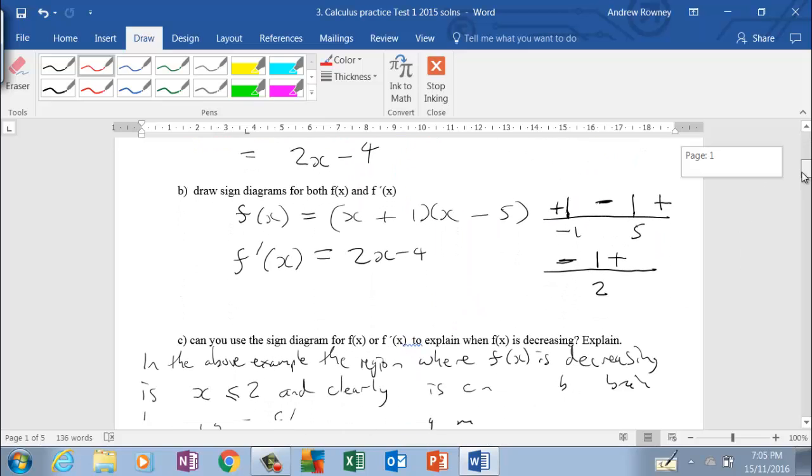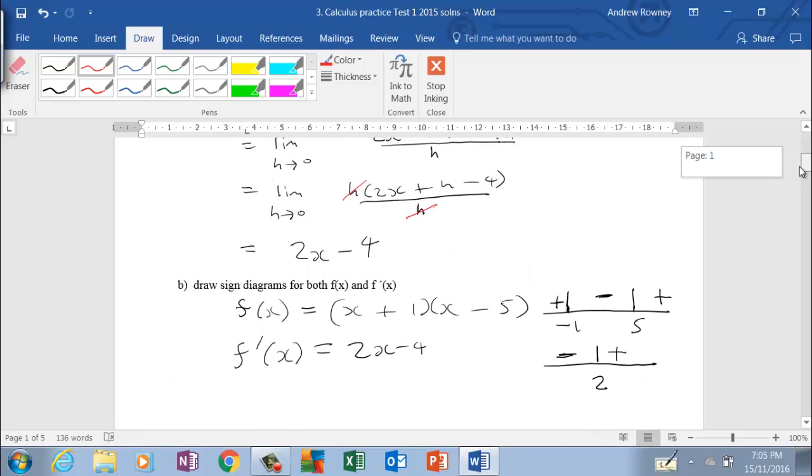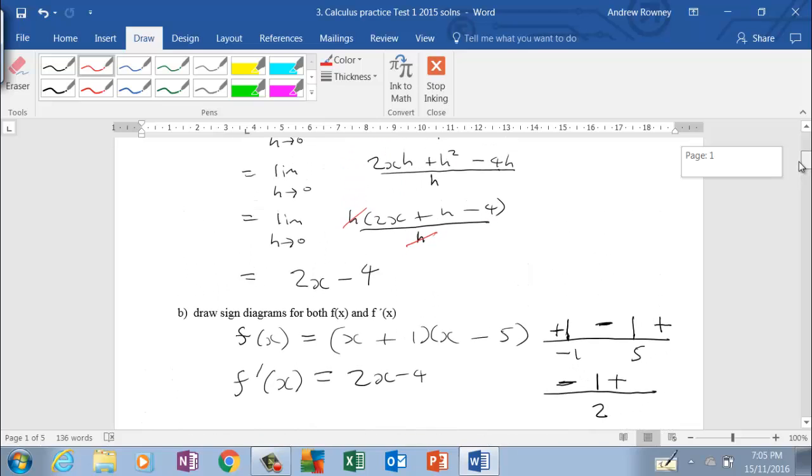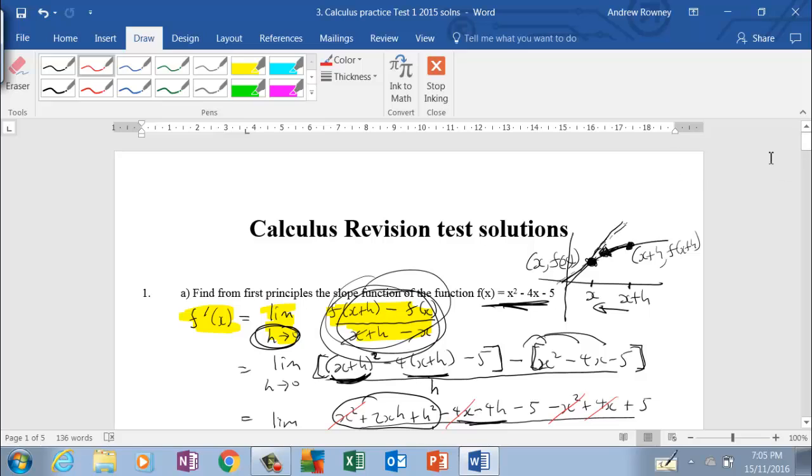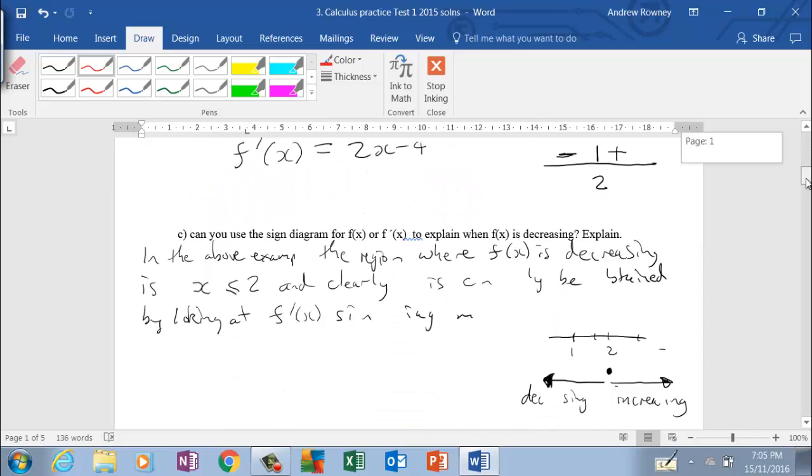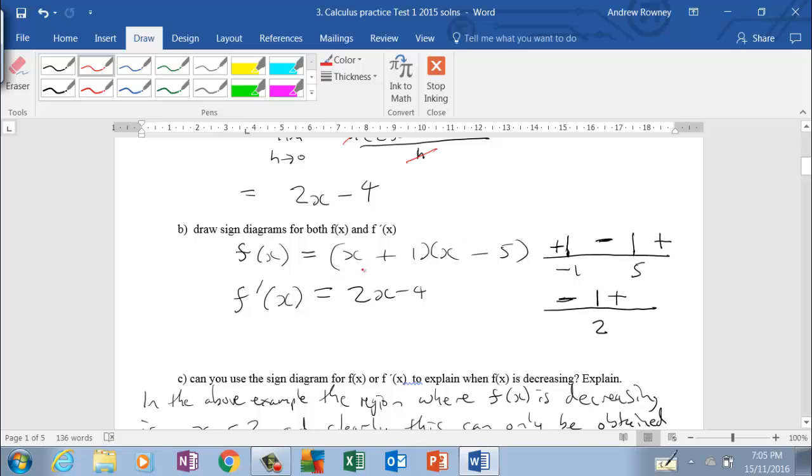Next question is draw sign diagrams for f of x and f dash. Now f of x is here, but to do a sign diagram we need to have it in factorised form so we know where the zeros are. So factorising that, we will have this here, that's doing 4 in reverse, and so the zeros are 1 and minus 5. Minus 1 and 5, the opposite of these numbers.